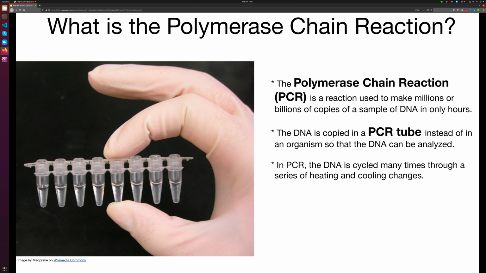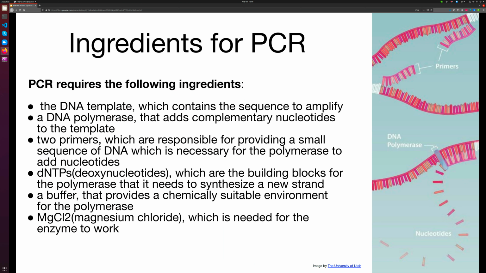So you can see right there on the image, there are those 8 PCR tubes that were just removed from a PCR reaction inside a thermal cycler. As you can see, they contain amplified DNA, mainly amplified DNA.